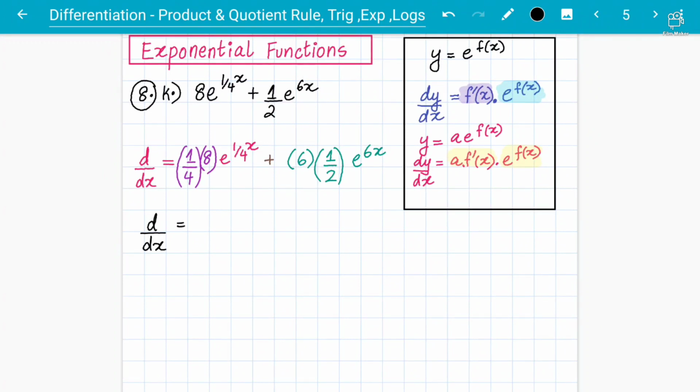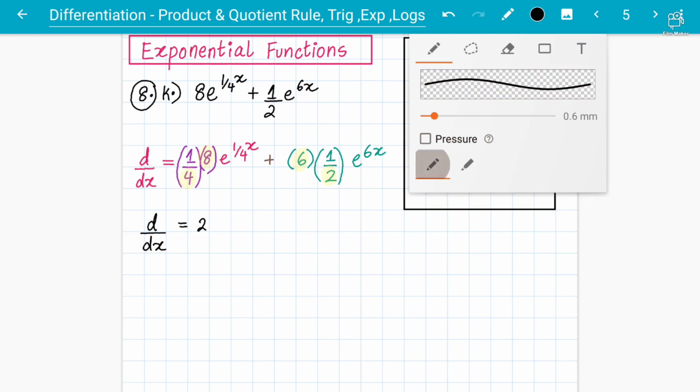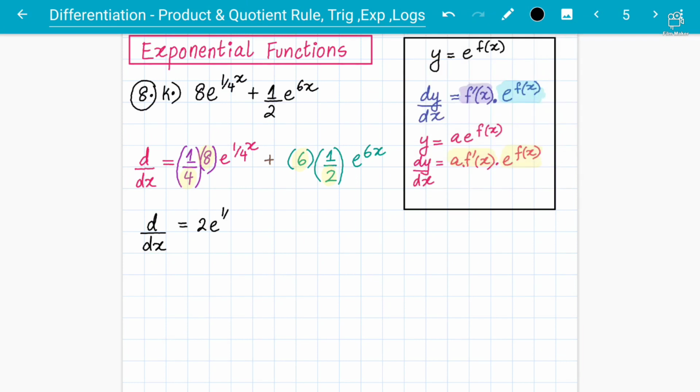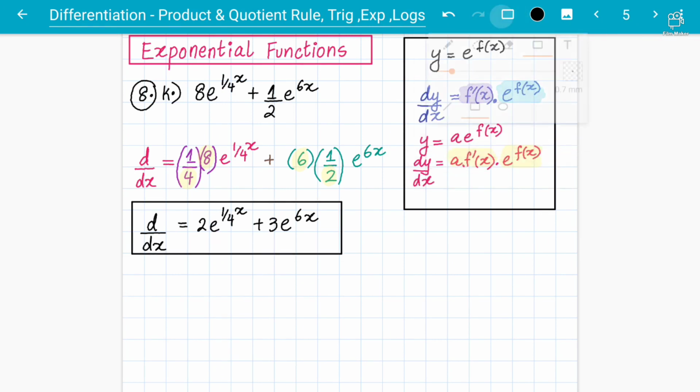So it's going to be 1 upon 4 into 8, so we get basically 2. So 4 ones are 4, 4 twos are 8, 2 ones are 2, 2 threes are 6. So eventually the answer becomes 2 e power (1 upon 4)x plus, 2 ones are 2, 2 threes are 6, so 3 times e power 6x. So that is going to be the answer for this example question, okay?